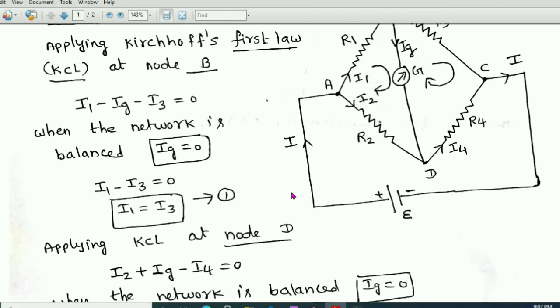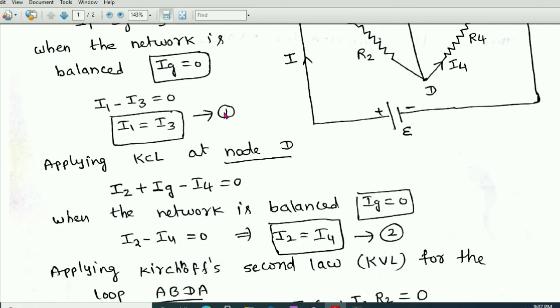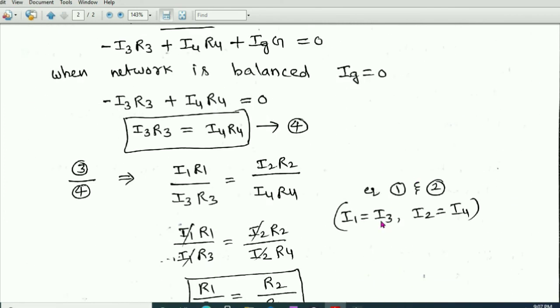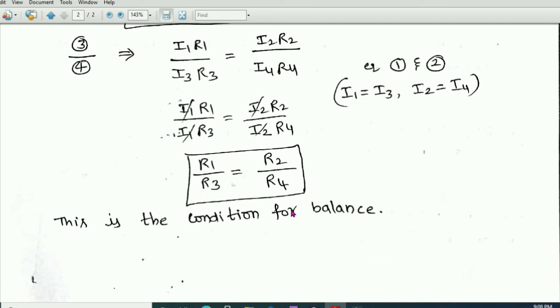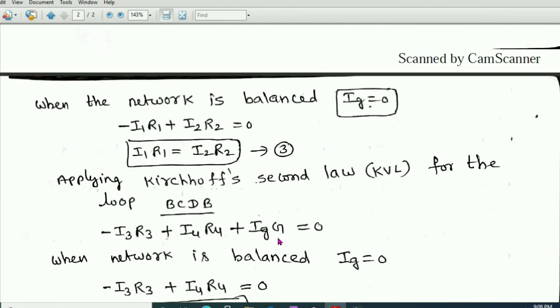Already we have got the first and second equations. From the first equation we have I1 is equal to I3, and from the second equation we have I2 is equal to I4. So in place of I3 we can write I1, and in place of I4 we can write I2, because both are equal. In the numerator and denominator I1 gets cancelled, and I2 also gets cancelled. After cancellation we are left with R1 by R3 is equal to R2 by R4. This is the balancing condition of Wheatstone's bridge.